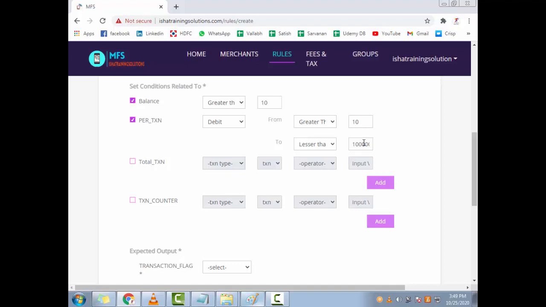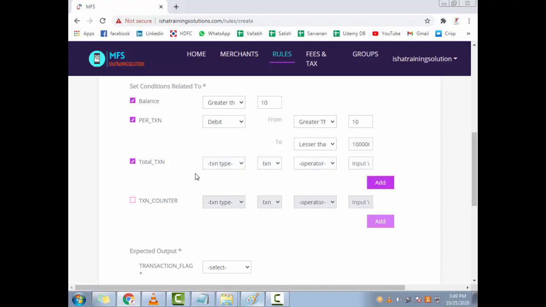10 lakhs is 1 million. He cannot send that. That is the restriction I am putting on Kumar. He cannot send 1 rupee or 5 rupees or 9 rupees. The minimum he needs to send is 10 rupees. The maximum he can send is 1 lakh, which is 100,000.